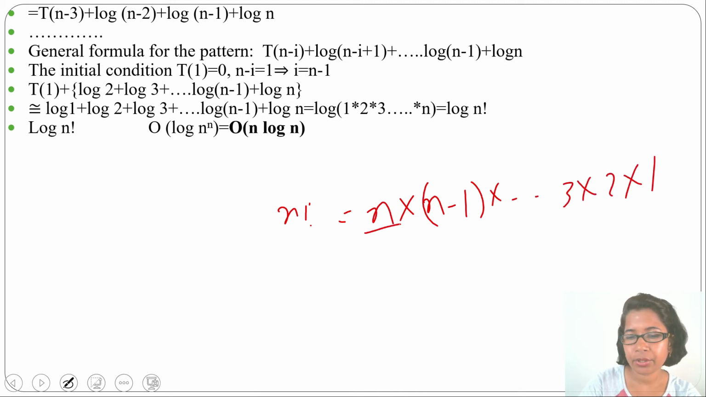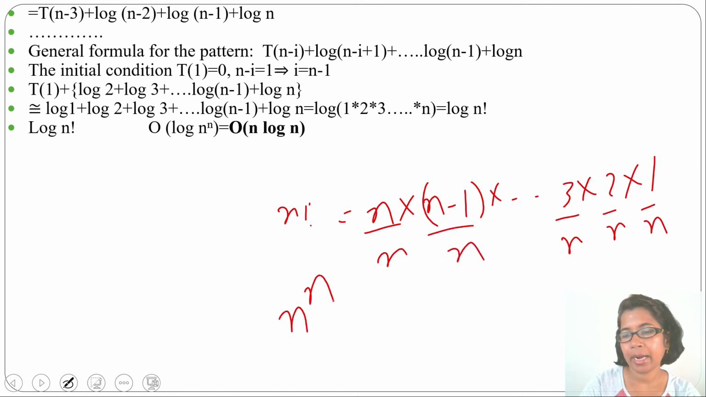So for every term we can take the upper bound as n. Now the upper bound will be n power n, and for every term we can take the lower bound as 1. Now for log n factorial, its upper bound will be big O of log n power n. This n we can take to the left side, so we can write big O of n log n. It is not theta or omega, it is just big O of n log n.